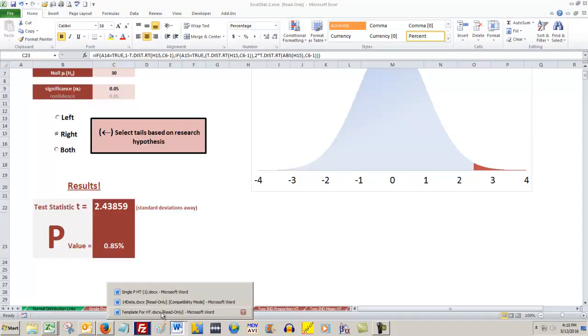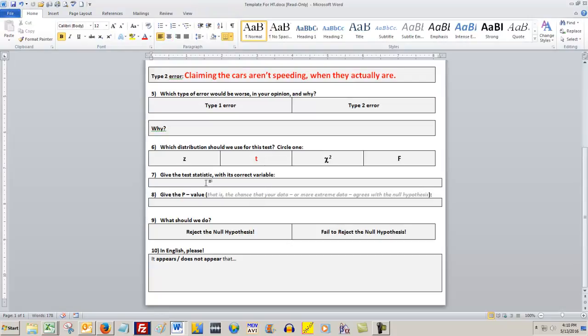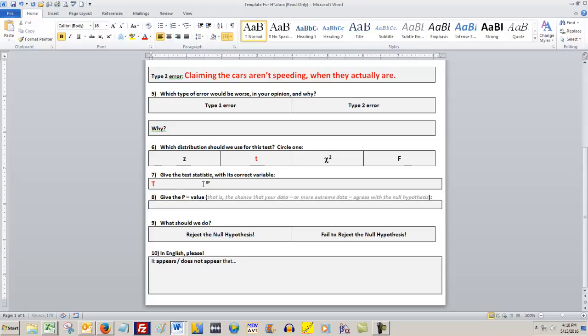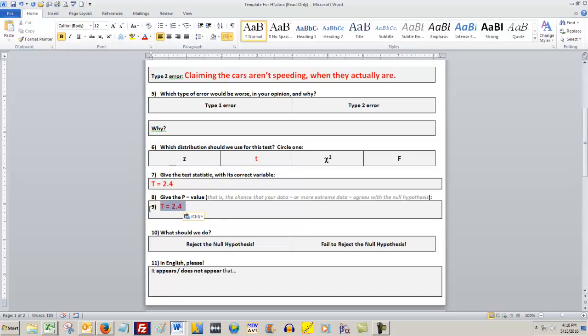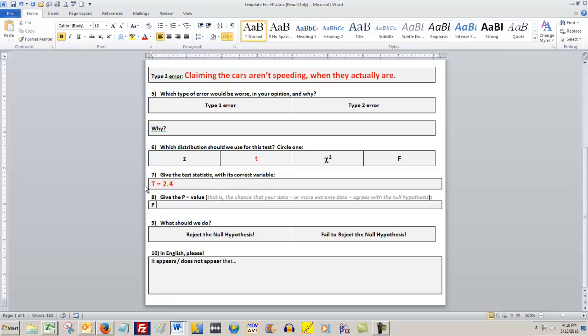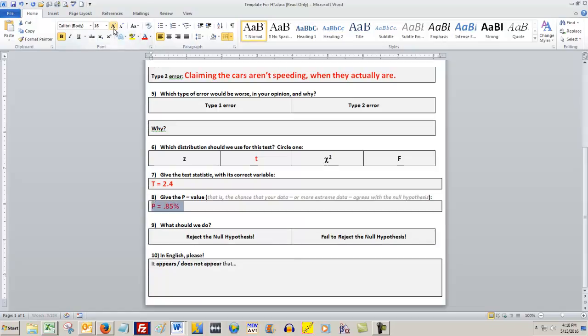So heading back over to this template, the test statistic is T, let's copy it from here. T is about equal to 2.4, and that's standard deviations away. The p-value, you have a couple choices here, of course. You can write p equals 0.85%. I'll make that red so it matches. What do you say, huh? Make it a little bit bigger so you can see it. P is about 0.85%. You can put P as less than 5%. I mean, you can pretty much do either, as long as you're representing it accurately. But however you look at it, it's small.